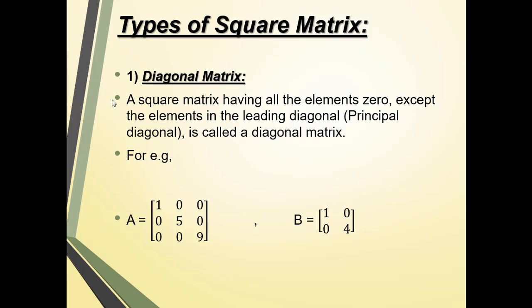Secondly, there is a word: leading diagonal. The leading diagonal is the diagonal which starts from left and moves to right. This is the leading diagonal. So basically, any square matrix that contains elements in the leading diagonal, but except the leading diagonal, all the elements are 0. If these two conditions apply in any square matrix, the matrix will become a diagonal matrix.